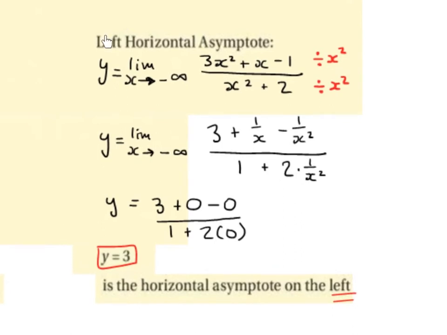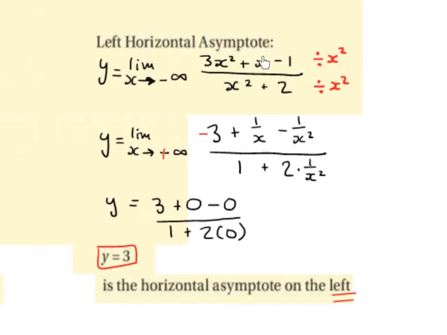So now let's have a look at the left horizontal asymptote. So y equals the limit of 3x squared plus x minus 1 over x squared plus 2 as x approaches minus infinity. So we're going to change this minus to positive, and then we have to change all our x values to negative, but we also have to divide above and below by the highest power of x, which is x squared, which again is the same thing as multiplying by 1 over x squared. So 3x squared multiplied by 1 over x squared gives us 3, but then we change the 3 to minus.